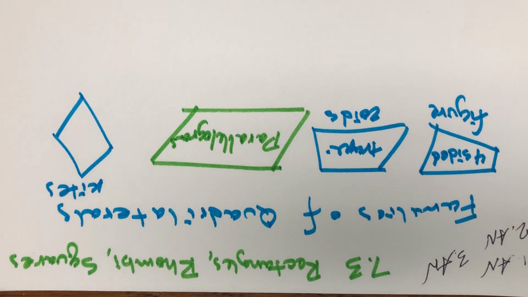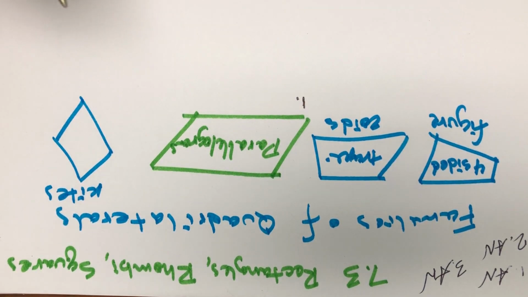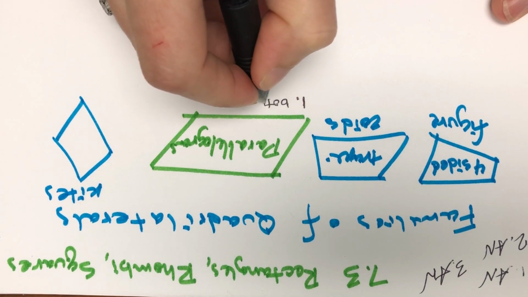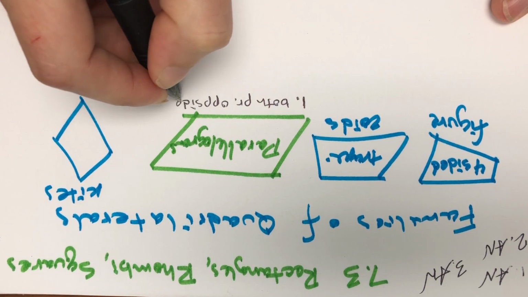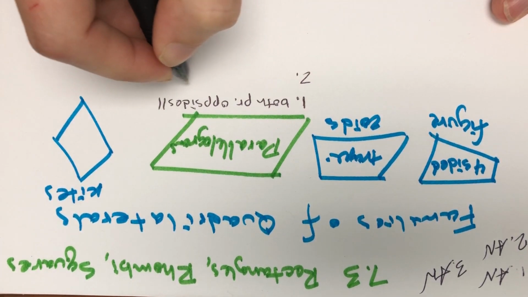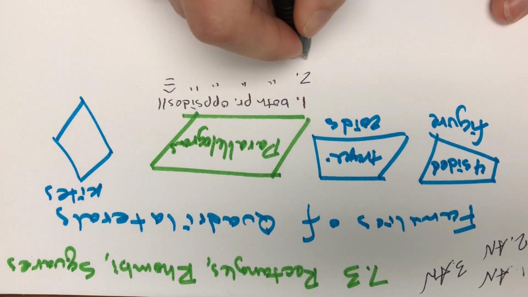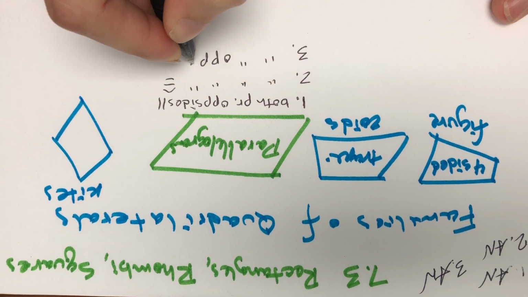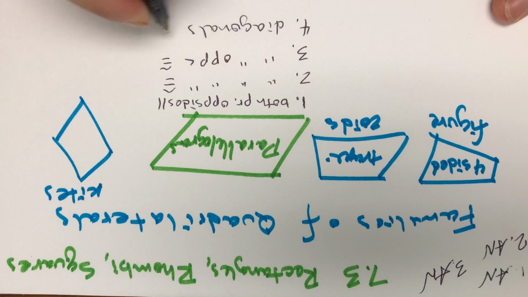First, what are the 4 characteristics that we know about parallelograms? First, both pairs of opposite sides are parallel. Both pairs of opposite sides are congruent. Both pairs of opposite angles are congruent. And then diagonals bisect.